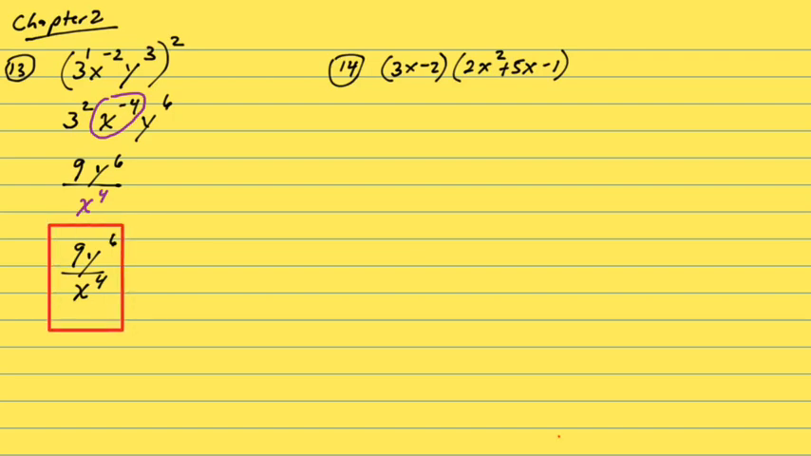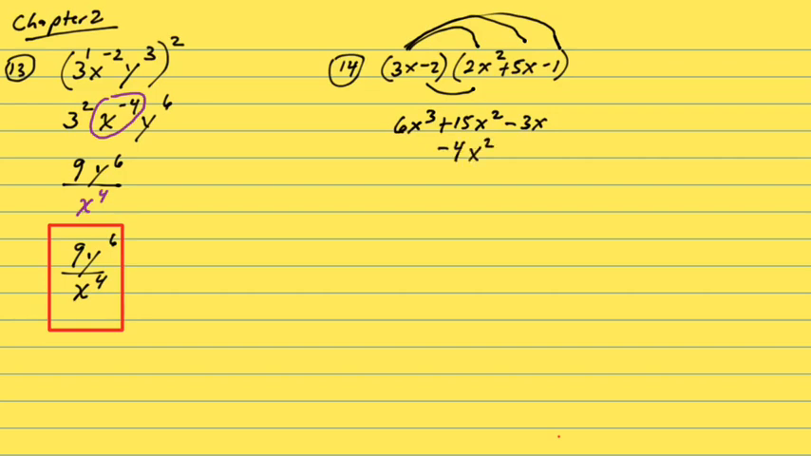Number 14, we want to multiply. So 3x times 2x squared is 6x to the third. 3x times 5x is 15x squared. 3x times -1 is -3x. -2 times 2x squared is -4x squared.